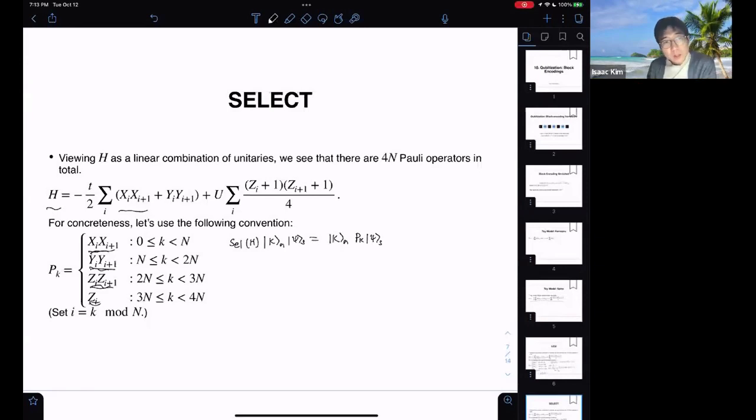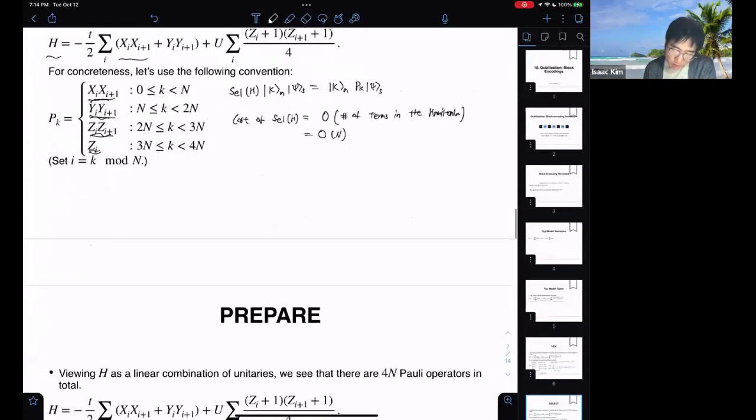One might wonder how cheap this operation is. It turns out that the cost of select is of order the number of terms in the Hamiltonian, which in our case is just linear in n. So we simply have a cost of order n in terms of one- and two-qubit gates.